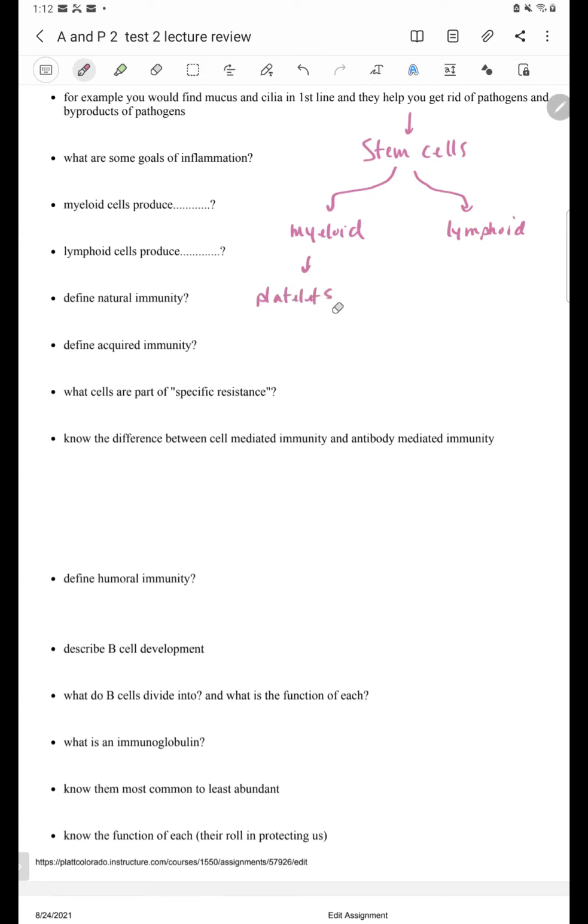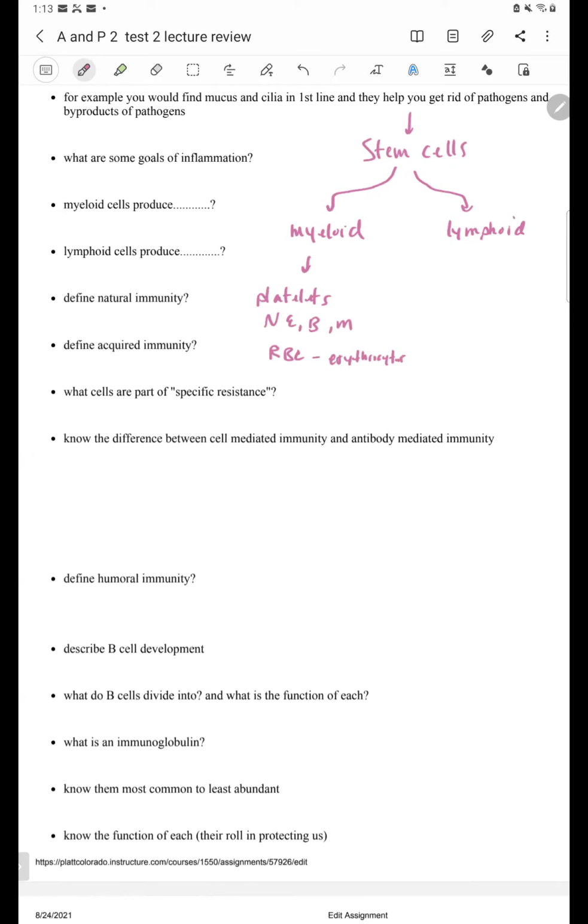I'm going to just use the letter here, so neutrophils, eosinophils, basophils, monocytes, and also your red blood cells, also known as your erythrocytes.